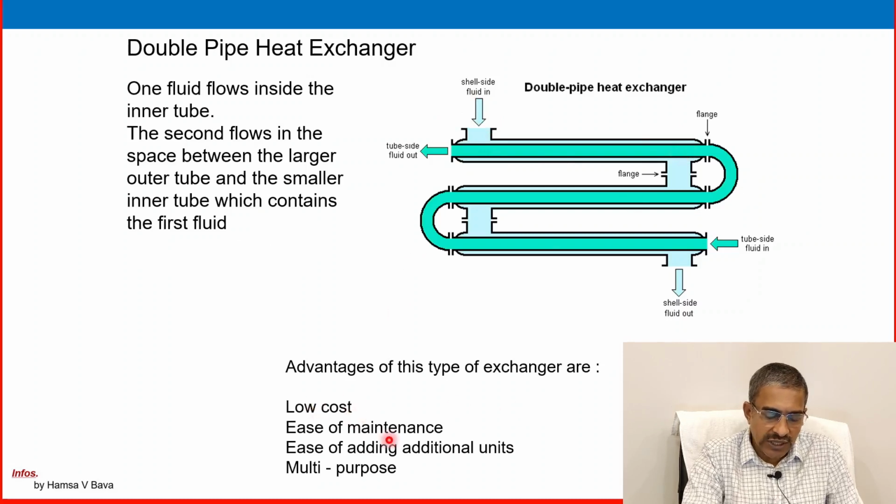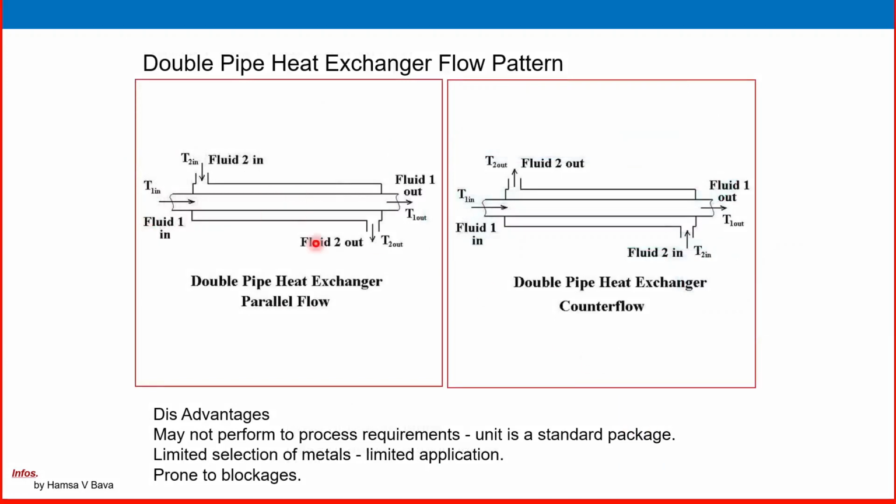Advantages are low cost, easy maintenance, ease of adding an additional unit, you can add here, multi-purpose. This is the advantage of that one. And this is a flow pattern, same like parallel and counter flow. Disadvantage is it may not perform the process requirement. The unit is a standard package like the bundle of tubes, it will not perform. Maybe for low temperature applications you can use that one. Limited selection of metals, limited application, prone to blockage. These are the disadvantages.